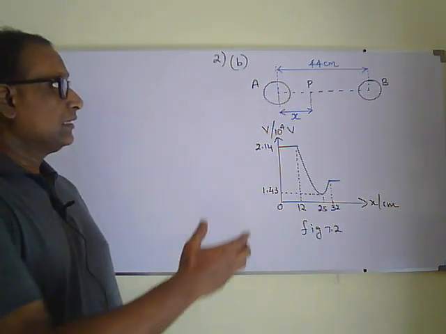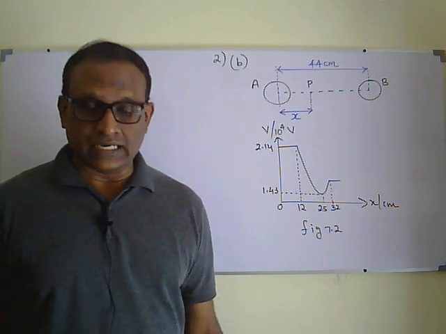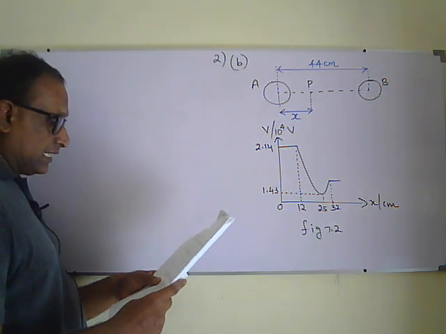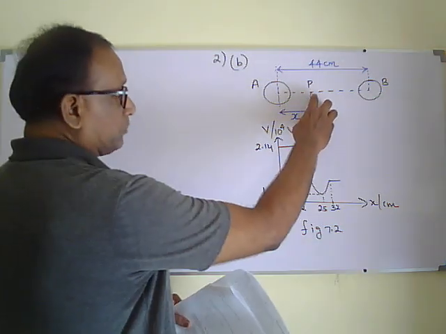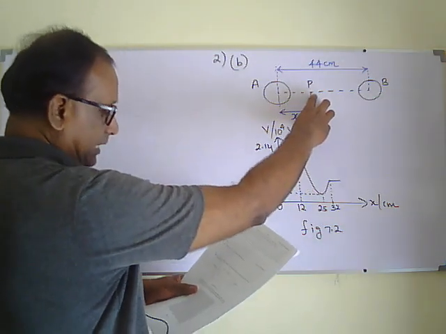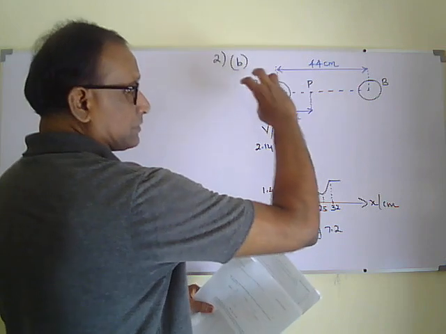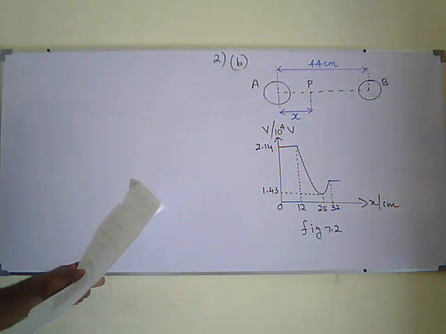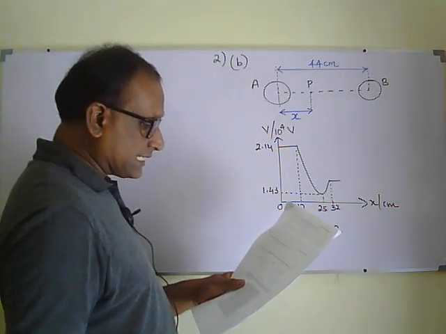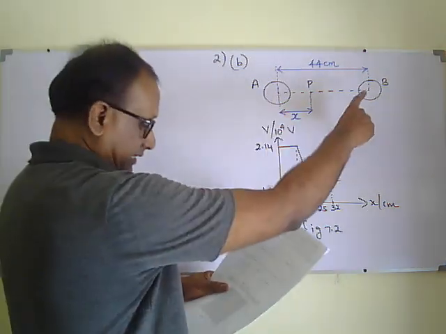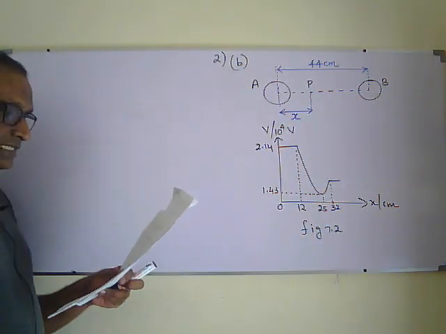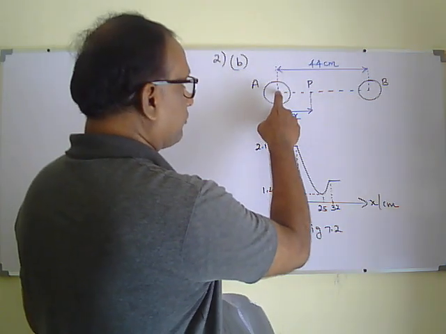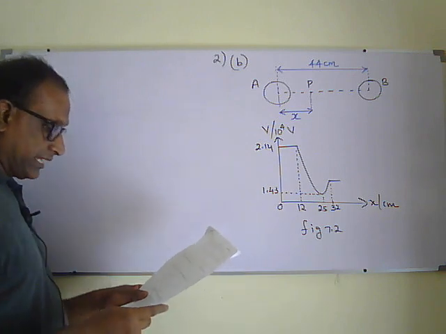Okay, B part, this diagram is given there as figure 7.1, and they are talking about a movable point P. So this is sphere A, sphere B, both are spherical shaped conductors. The movable point P lies on the line joining the centers of the two spheres. Point P is at a distance x from the center of A.